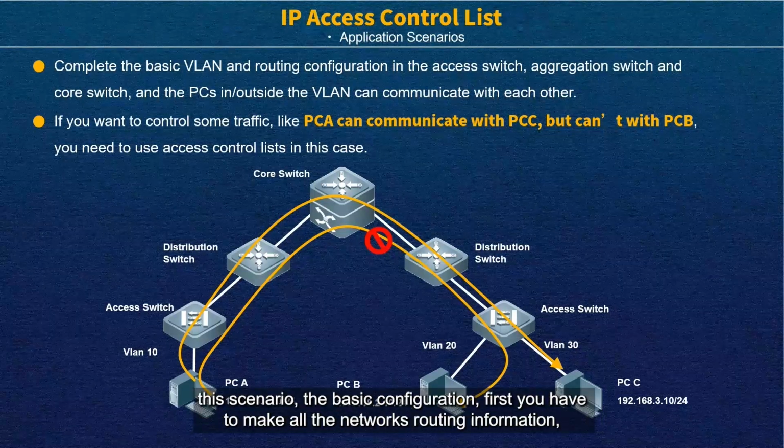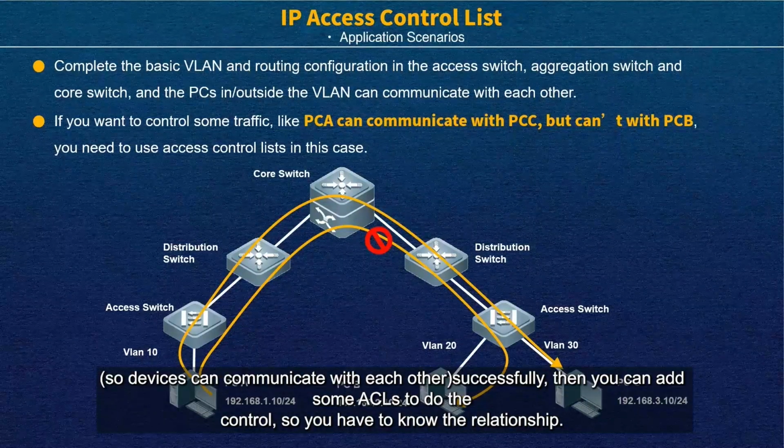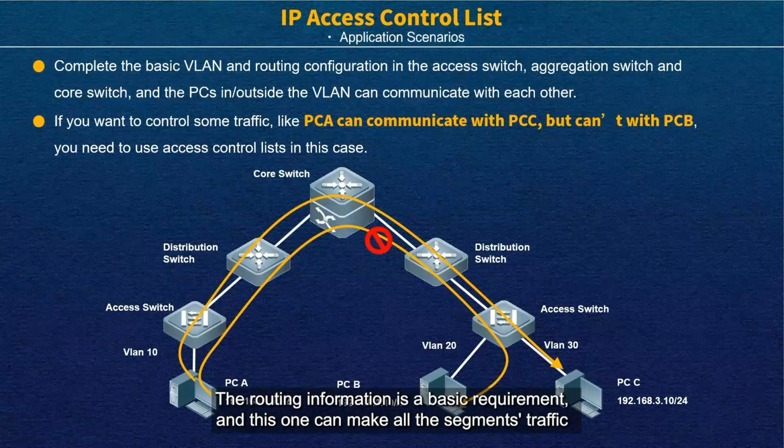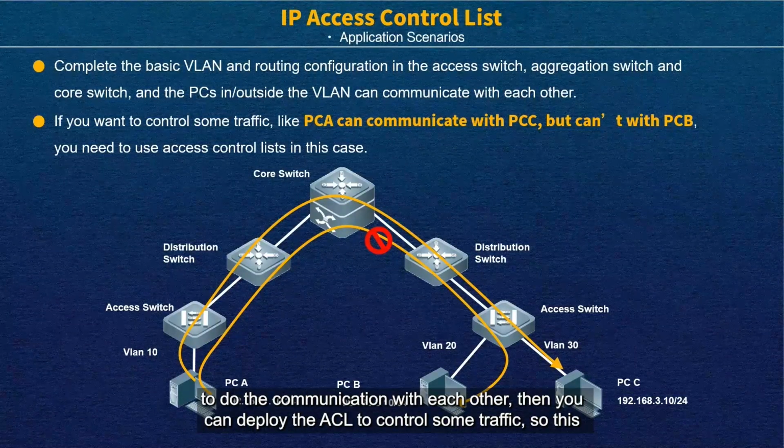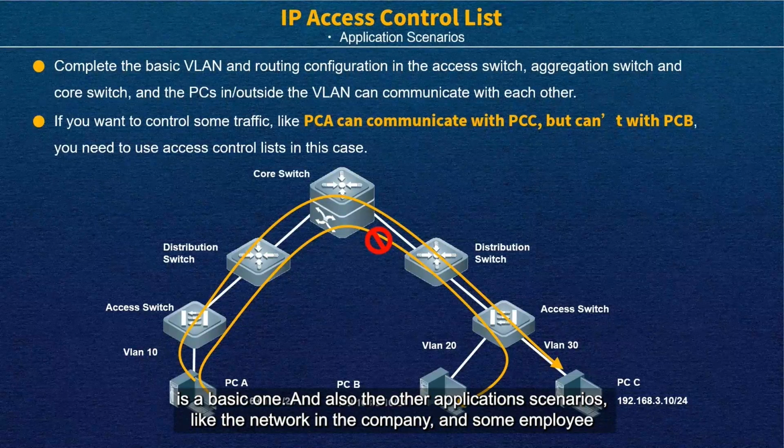So in this scenario, for the basic configuration, you have to make the routing information for all the networks work successfully, then you can add some ACL to do the control. So you have to know the relationship. The routing information is a basic requirement, and it lets all the segments communicate with each other. Then you can deploy the ACL to control some traffic. So this is a basic one.